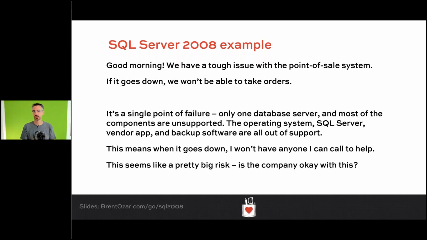Third paragraph, it's a single point of failure. We've only got one database server and most of the components are unsupported. The operating system, SQL Server, vendor application, and backup software are all out of support. This means when it goes down, I won't have anyone that I can call for help. This seems like a pretty big risk. Is the company okay with this?